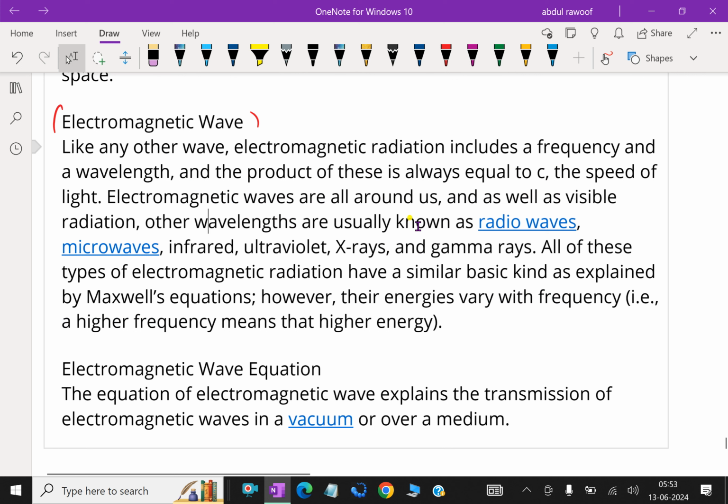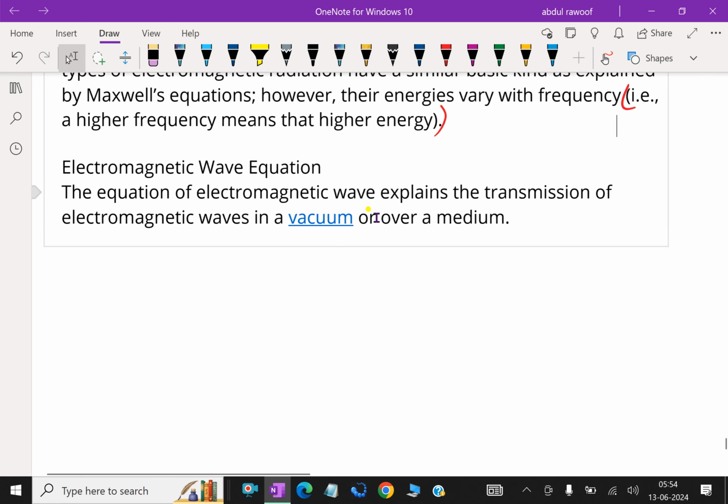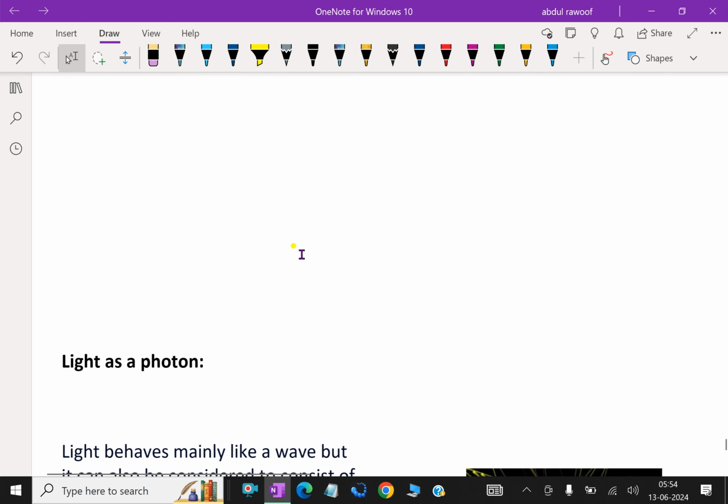Electromagnetic waves are all around us, as well as visible radiation. Other wavelengths are usually known as radio waves, microwaves, infrared, ultraviolet, X-rays and gamma rays. All of these types of electromagnetic radiation have a similar basic nature, as explained by Maxwell's equations. However, their energies vary with frequency. That is, higher frequency means higher energy. If frequency is more, the energy that the wave contains is more. The equations of electromagnetic waves explain the transmission of electromagnetic waves in a vacuum or other medium.